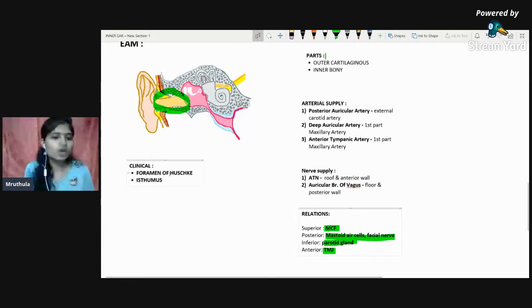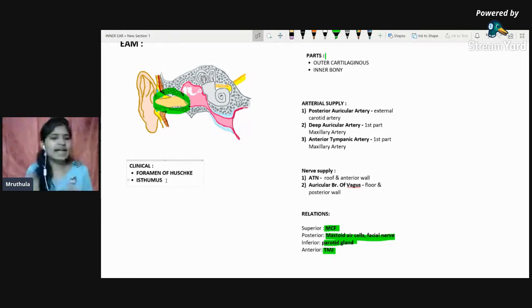And then the isthmus. What is the isthmus? We know the meaning itself. Isthmus is a narrow connecting part. So, where does the isthmus of the external acoustic meatus come? We said the entire length of the tube is approximately 24 mm. In this entire length, about 4 mm lateral to the tympanic membrane, there is a very narrow part. This very narrow part is called the isthmus. Why is it important clinically?